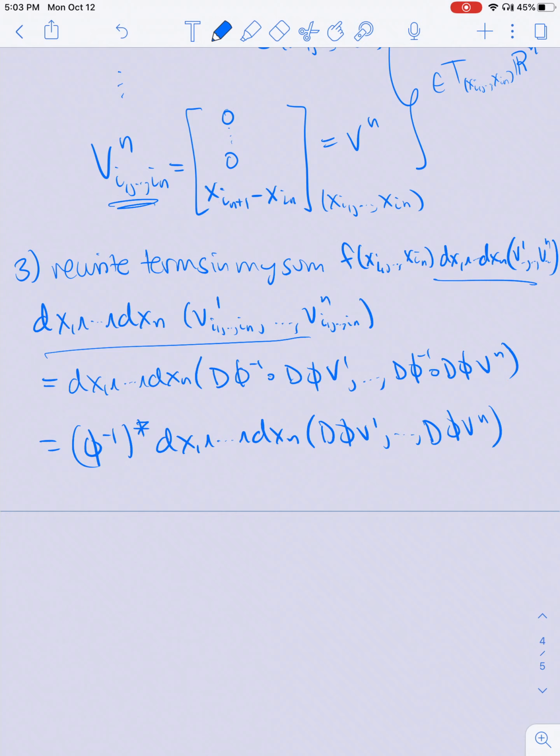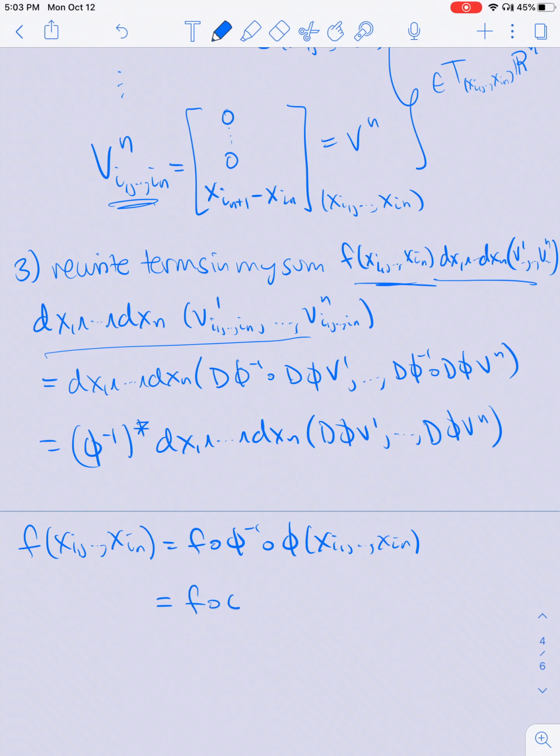Okay, so now I want to rewrite the first term. f of x1 through xi1 through xin is the same thing as f composed with phi inverse composed with phi of xi1 through xin. Basically, we're just doing what we did for the volume form, just at the level of points. So this is just phi I1 through phi in, using my notation. I can also write this as phi inverse pullback of f, but I'll just leave it.